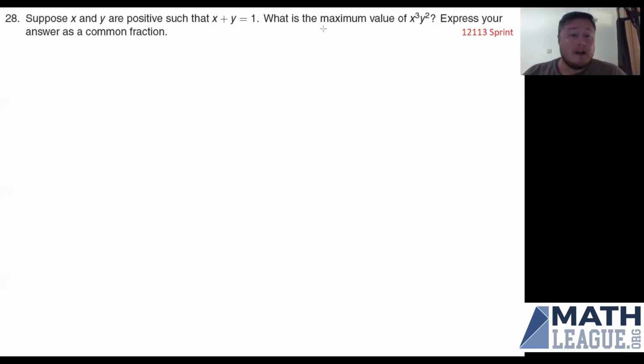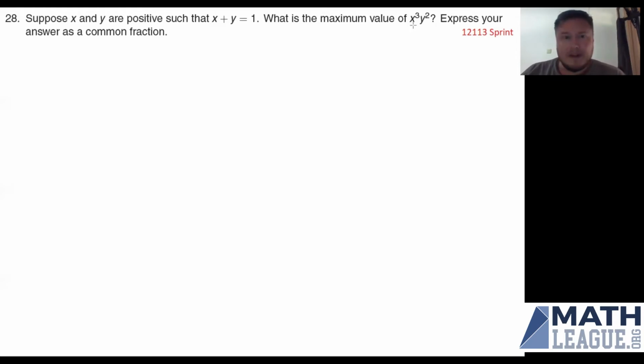So we've got two numbers that add up to 1, and we need to know the maximum value if you cube one and multiply it by the square of the other. All right, so the first thing you might be thinking is, oh, well, x cubed, that's going to be the bigger number. So maybe I should make x as big as possible, make it a 1. The problem there, of course, is that y becomes 0 and the whole product is 0.